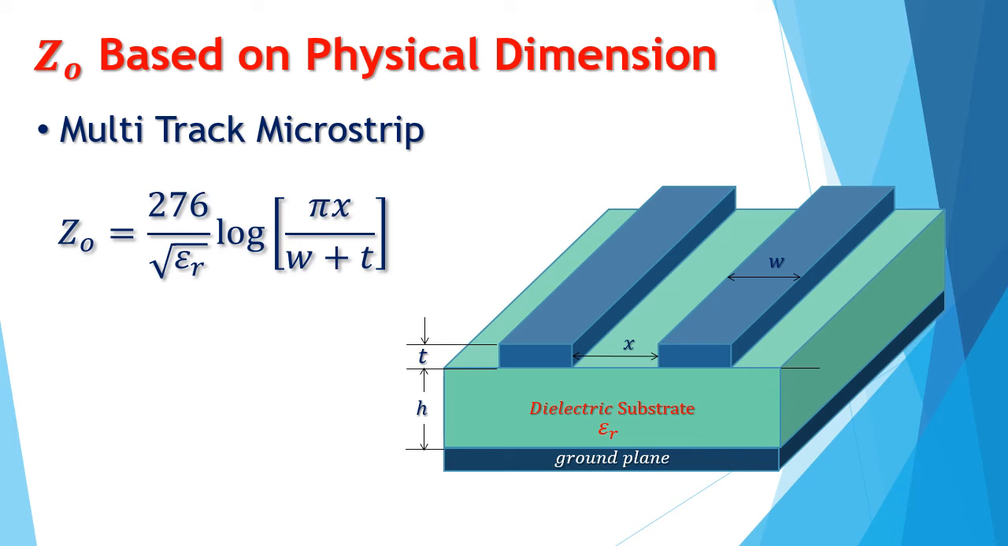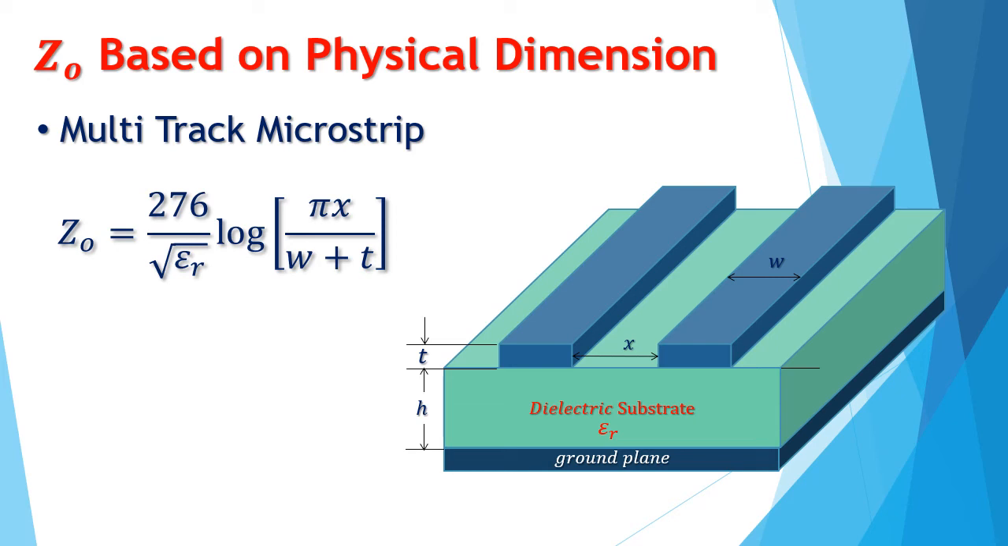And then lastly, we have multi-track microstrip. For a multi-track microstrip, as you can see, there are multiple copper traces. This is the difference of a multi-track microstrip from a regular microstrip. The formula for a multi-track microstrip is Z sub O is equal to 276 divided by the square root of epsilon r times the logarithm of pi times x divided by w plus t.